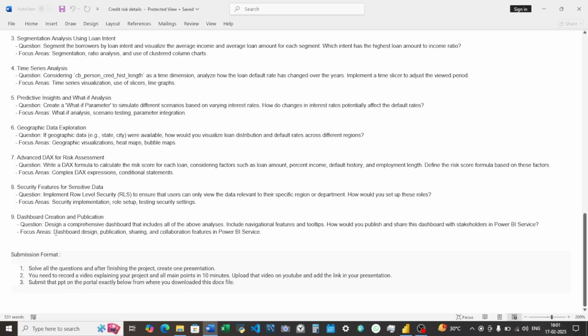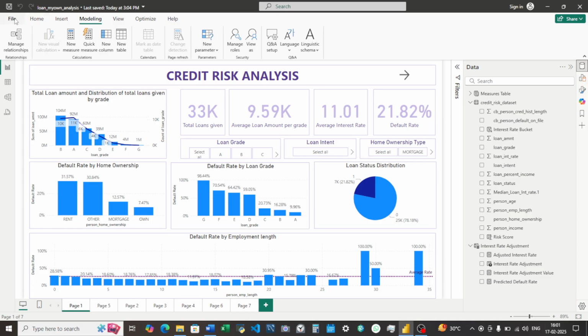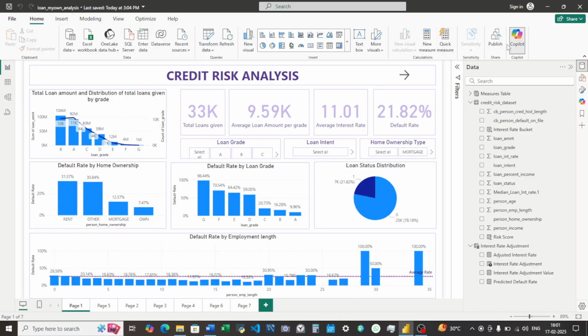And then dashboard creation and publication. Design a comprehensive dashboard that includes all of the above analysis, include navigational features and tooltips. How would you publish and share this dashboard with stakeholders in the Power BI service? Well, you could just publish it, by using the Power BI service over here. You could publish it to the My Workspace or any other workspaces that you have created. What are workspaces? Workspaces are like folders, but on a cloud service. Power BI service is like a cloud service where you could create dashboards and share your work to the different collaboratory teams that you have. I will publish it like that.